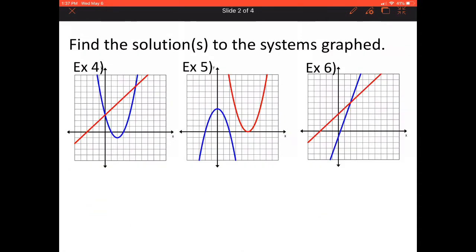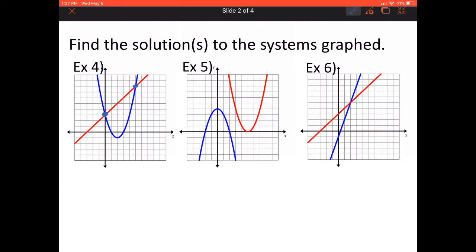All right, so this says find the solution or solutions to the system's graph. So this time I have a few different options. So in example 4, notice this time I have a linear function and a quadratic function, so a line and a parabola. But I'm still looking for where they intersect. You just might have different kinds of answers. So in example 4, they intersect actually at 2 places, here and here. So we would have 2 solutions.